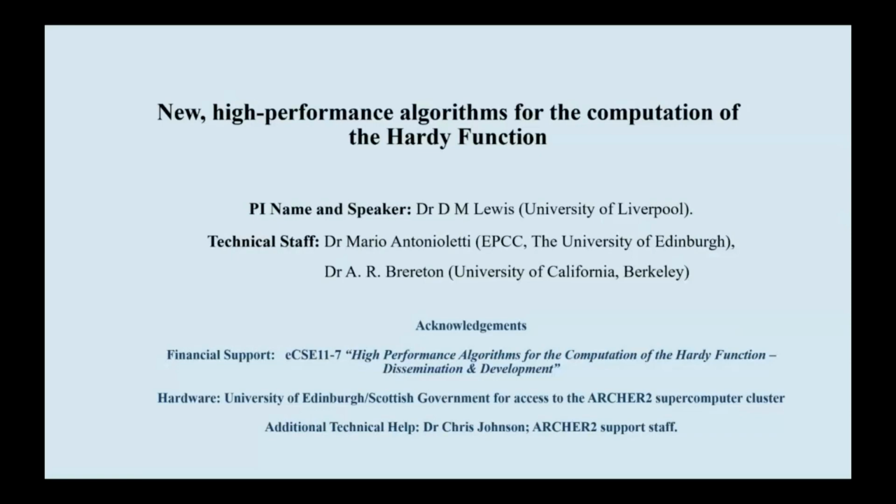Today's speaker is going to be Dr. David Lewis from the University of Liverpool, and he's recently completed a software development project, called ECSE projects, funded to do development work on ARCHER2, and it was done in collaboration with my colleague Mario Antonioletti here at Edinburgh. So I'm not a mathematician, but I do understand that the Hardy function plays an important role.